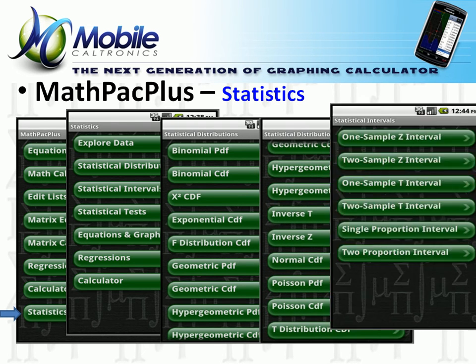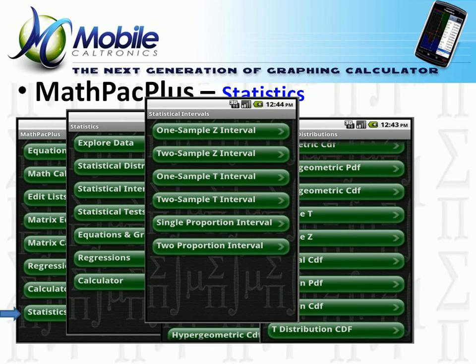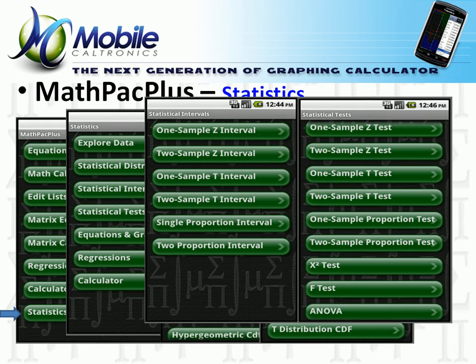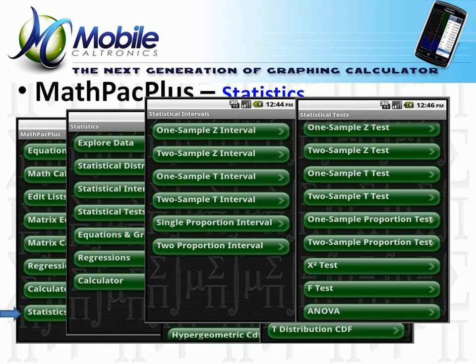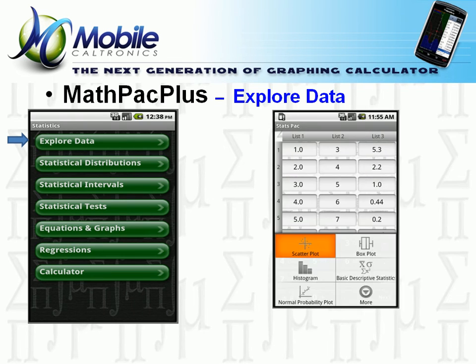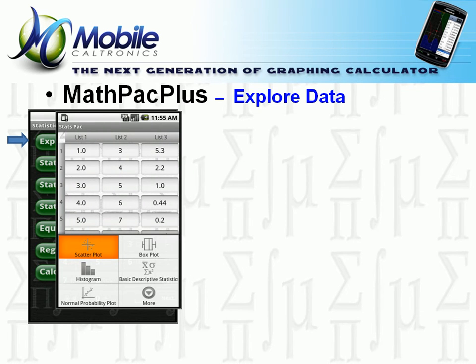That means the entire distributions menu from binomial all the way up to the t distribution, all the intervals, all 6 intervals, 1 and 2 samples, all the tests including up to ANOVA. That's 1 and 2 samples, z-test, t-test, proportion test, chi-squared, f-test, and ANOVA. Once you enter the data, explore data, you see that you have direct access to scatter plot, box plot, histogram, normal probability plot, and descriptive statistics, all from just one touch.